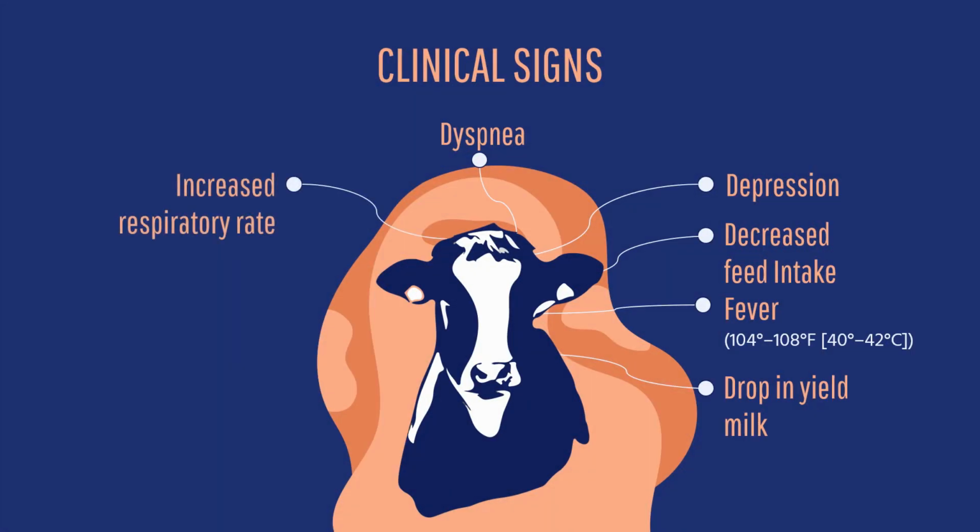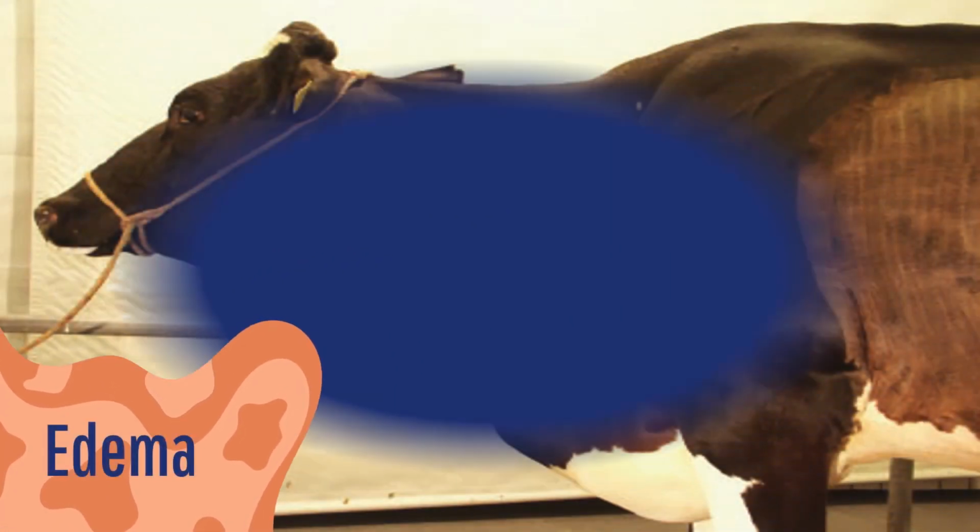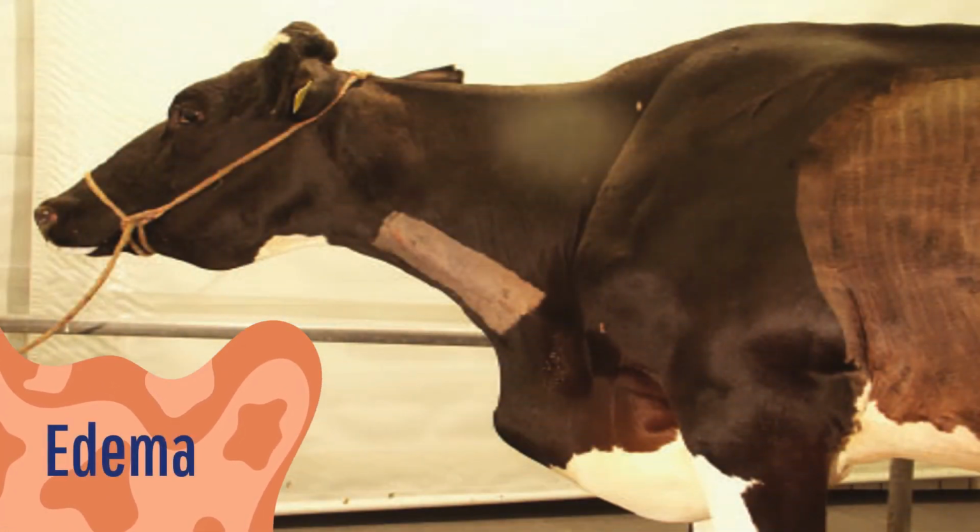Next are increased respiratory rate, nasal and lacrimal discharge, subcutaneous emphysema, and edema. As you can see in the picture, cattle with edema usually face an expansion of the interstitial fluid to produce either subcutaneous swelling or accumulation of fluid in the lungs, thoracic cavity, or abdomen.